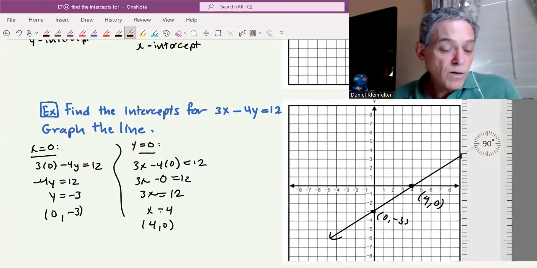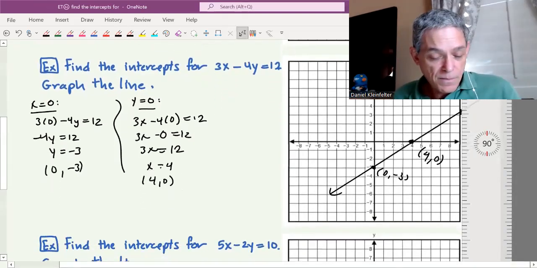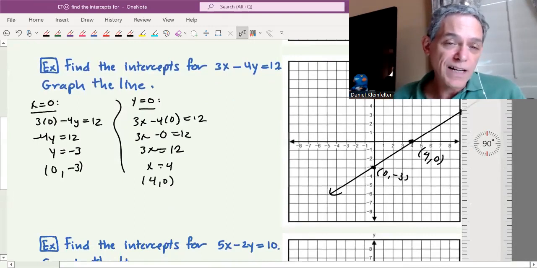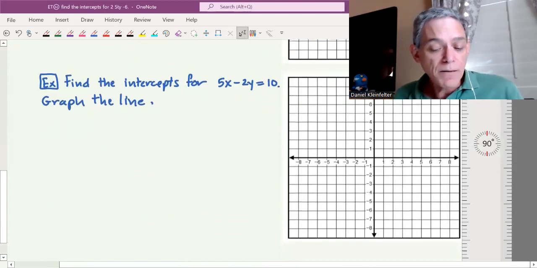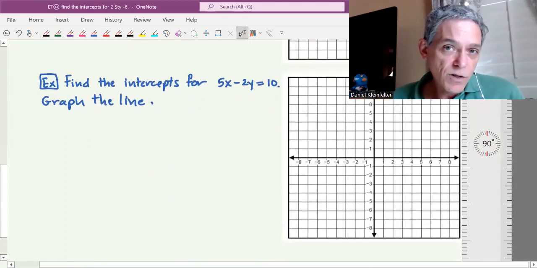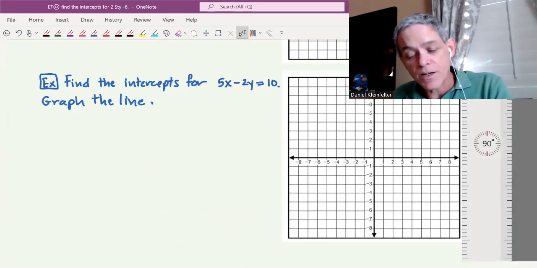Okay, so graph the line by finding the intercepts. Here's one more example. Pause the video, try to find the intercepts and use them to graph the line, then restart the video and then see how you did.